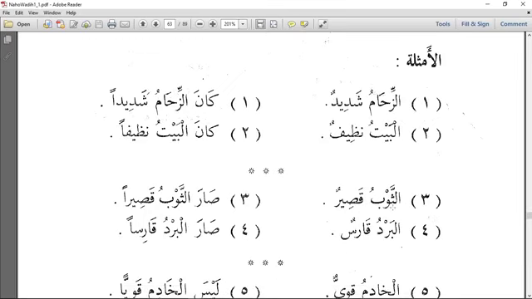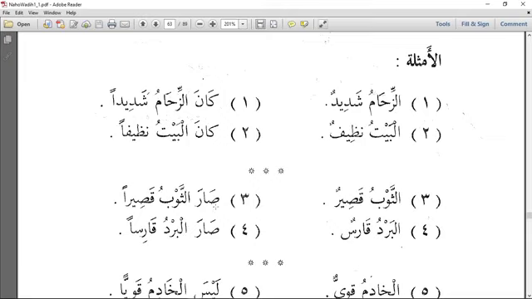Then next we have ath-thawbu qasirun, the shirt, the cloth is short. Saro thawbu qasirun. Now Saro is not used the same way as kana. It has another meaning. Saro is used for changing from one state to another. That is the usage of Saro.